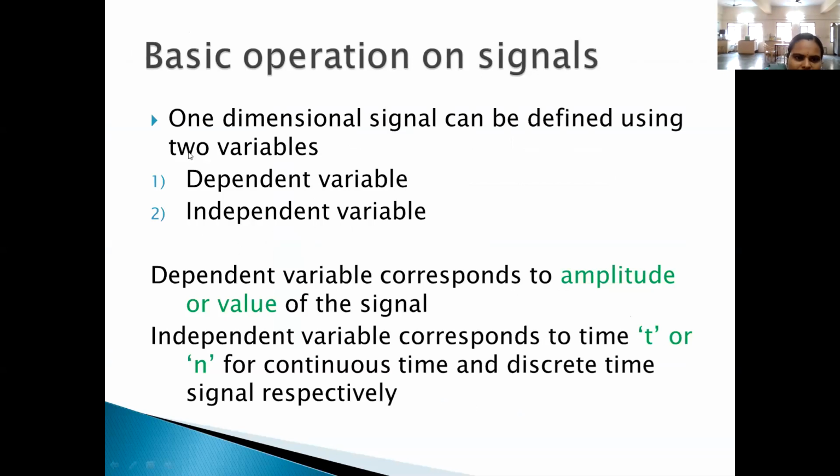The dependent variable corresponds to the amplitude or value of the signal, meaning its amplitude is going to be changed. The independent variable changes with respect to time. In terms of continuous signals it is t, or else in terms of discrete signals, it is n. These are the independent and dependent variables.